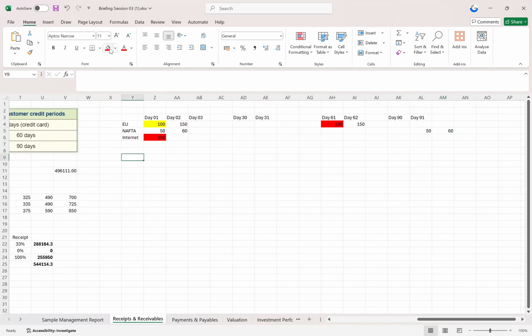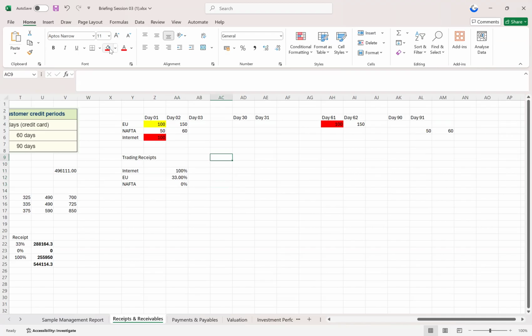So, is it safe to assume that my trading receipts in a quarter for internet will be 100%? Right. For EU, because we don't get a day-to-day chart of how much we are selling in a particular day, we are going to assume that it is going to be 33%. In case of NAFTA, we are going to assume it is going to be 0%. So is this assumption clear?